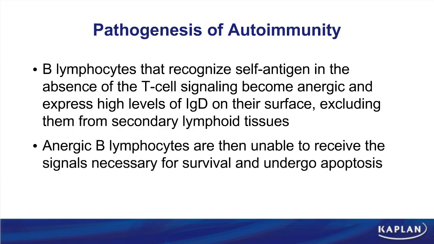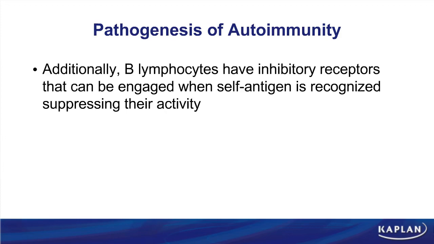These anergic B cells then cannot receive the signals necessary for survival. Remember, B cells that have not come in contact with the foreign antigen only have a very short lifespan unless they come in contact with the antigen that they're specific for. So these anergic cells would not receive the signal necessary for survival, and they would undergo apoptosis. B cells have an additional mechanism by way of inhibitory receptors that can be engaged or ligated when we bind to self-antigen, and that can help to suppress their activity, okay?